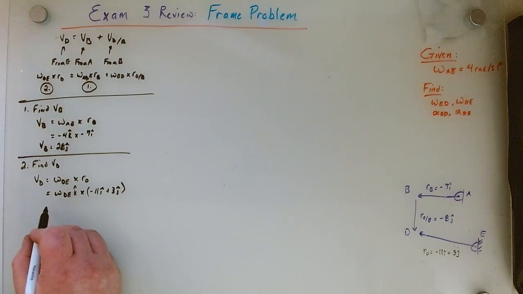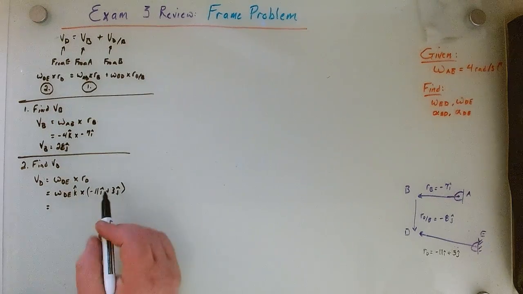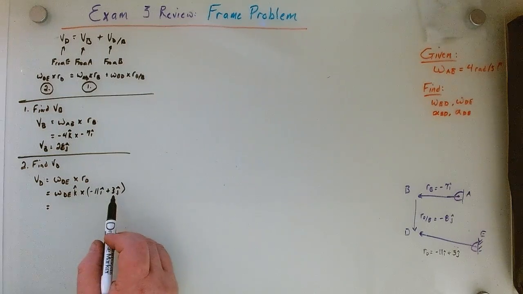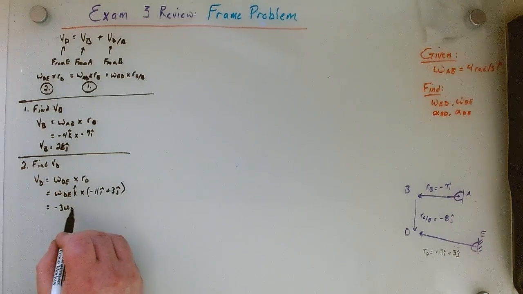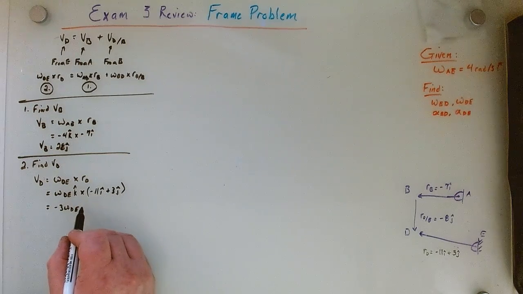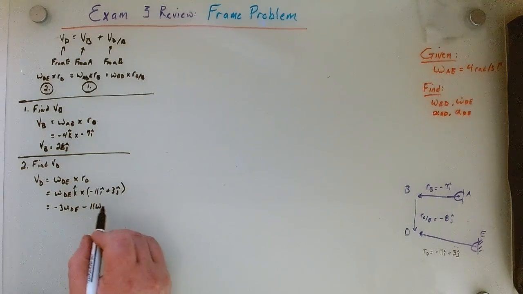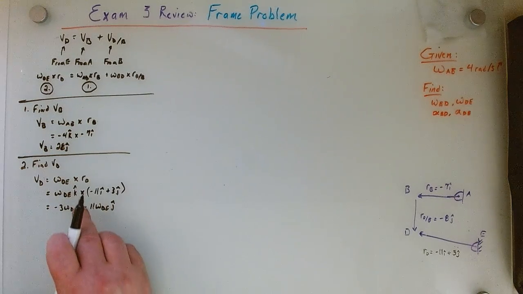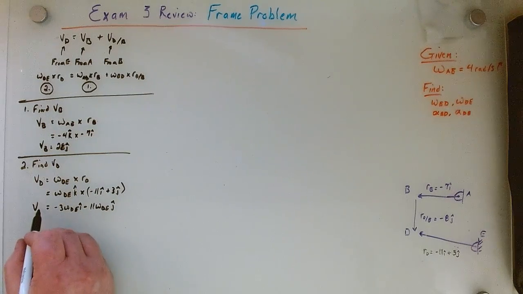So that equals, I do the J first because I want to end with I and J. K cross j is minus I, so this is minus 3 omega dE. And then k cross I is positive, so it's negative, so minus 11 omega dE, and this is j. I really need that I in there, so that's I. Okay, and this is v sub d.